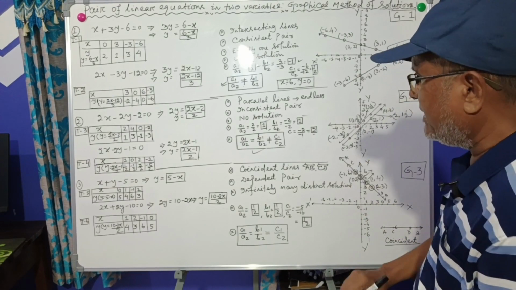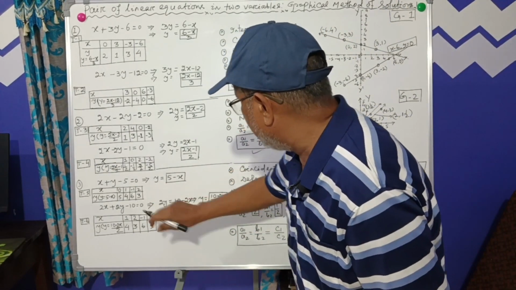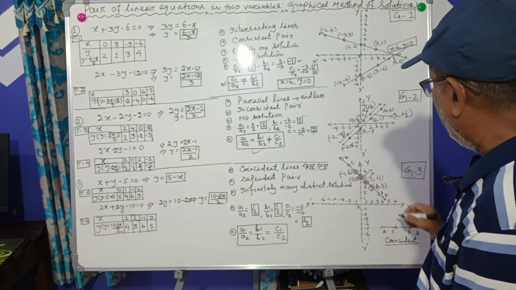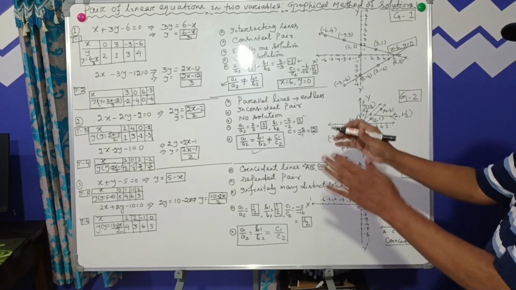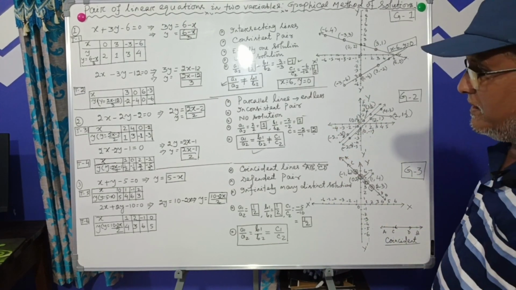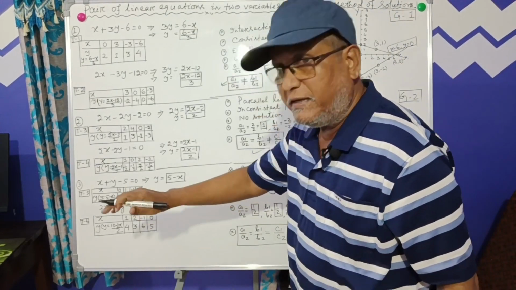This point we have already noted. 2, 3. Here plus 2 and plus this point. You see. Now join these lines. So we got a straight line. Come to the second equation.